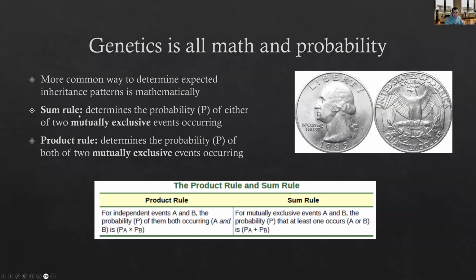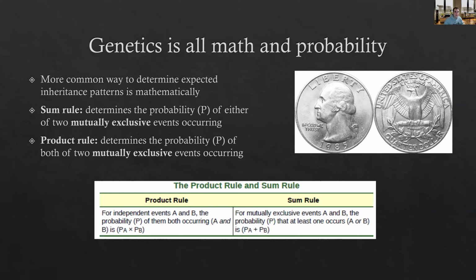First is the sum rule. This determines the probability of either of two mutually exclusive events occurring. This is our "or" rule. This will happen or that will happen. What is the probability of this happening or that? Mutually exclusive means if one happens, the other cannot. So I can either have purple flowers or white flowers. Can't have lavender, can't have both.